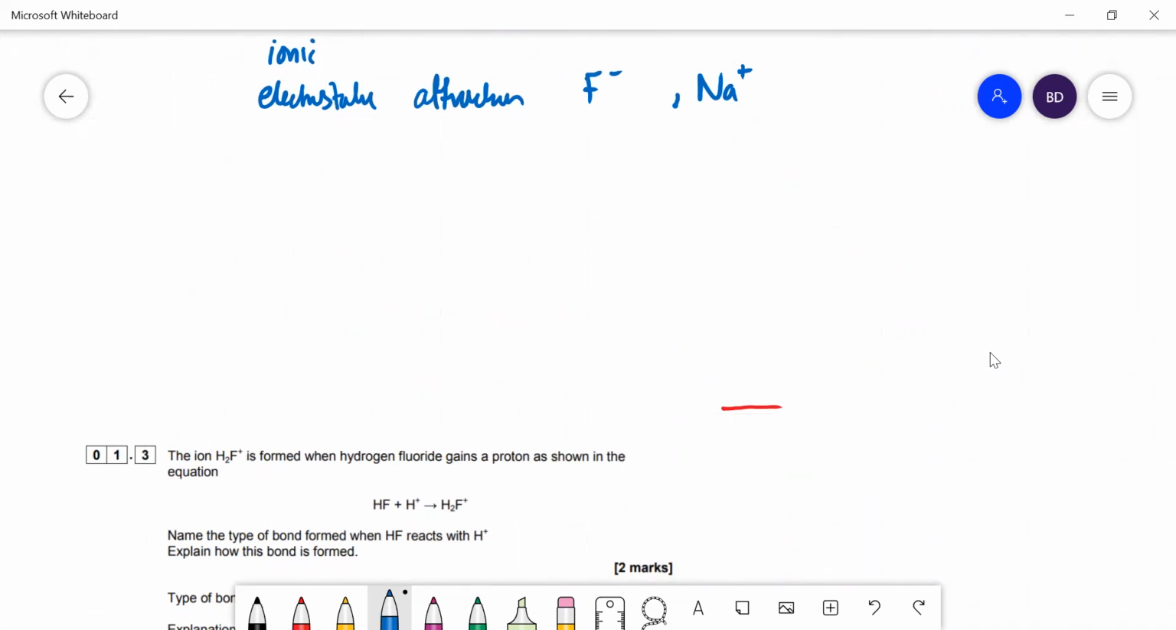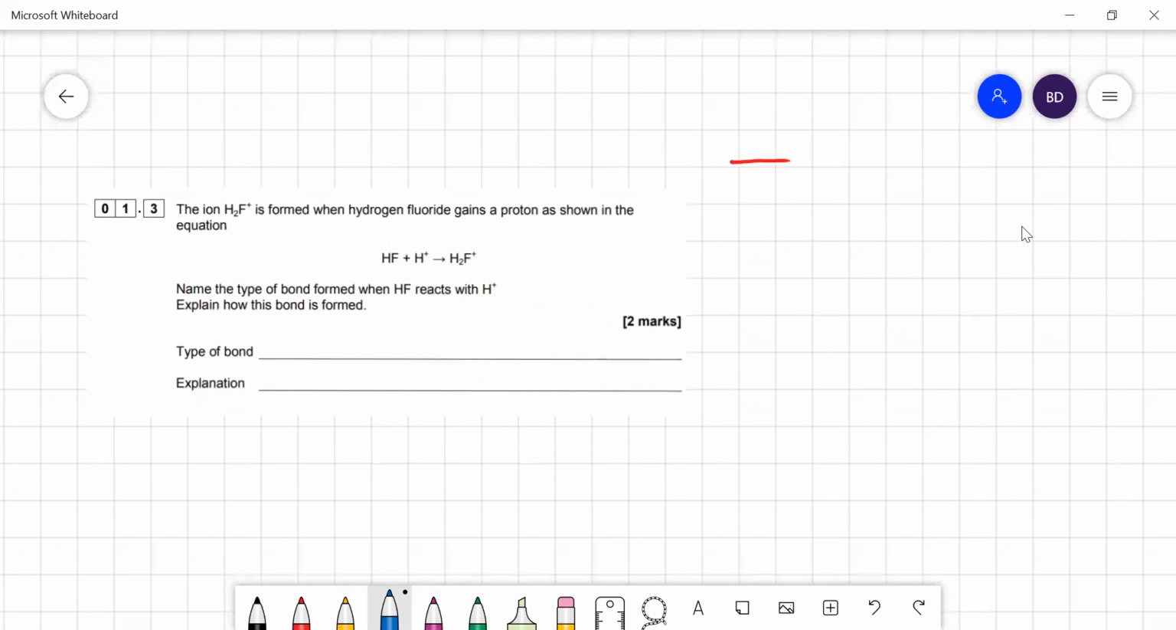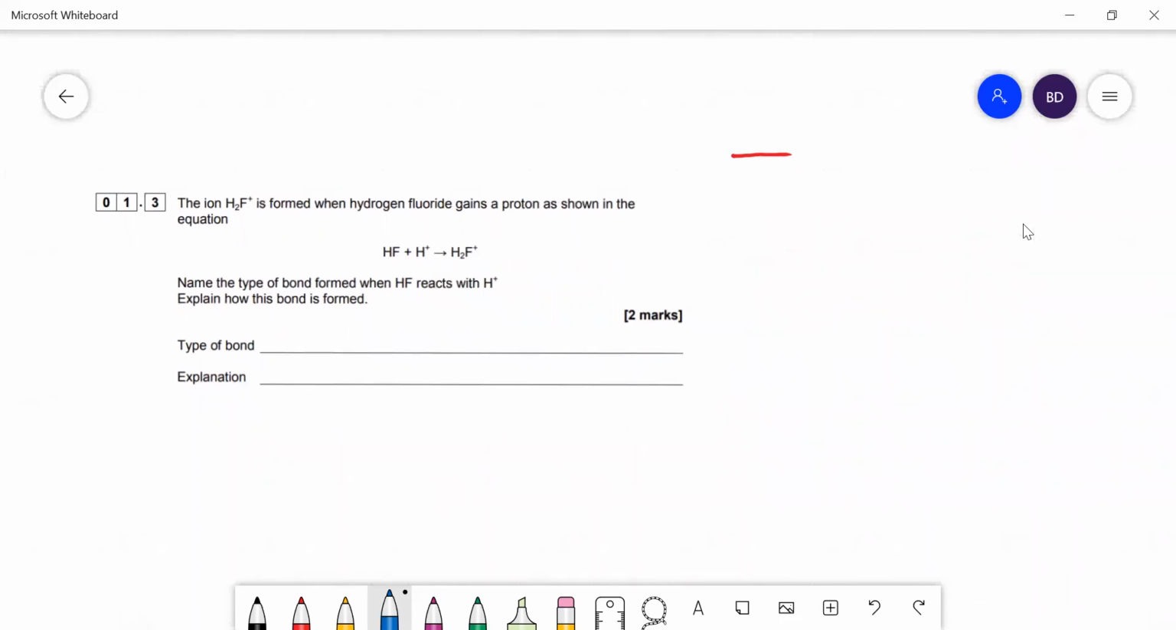Okay, so the next question. The H2F+ ion is formed when hydrogen fluoride gains a proton as shown. Name the type of bond. Okay, it's a dative bond, but let's just have a look. So we've got the dot cross diagram. There's fluorine, there's hydrogen. In the overlap, we have a shared pair of electrons.